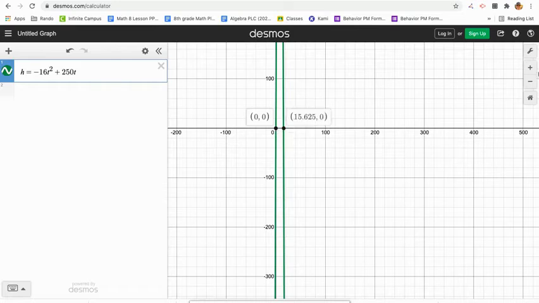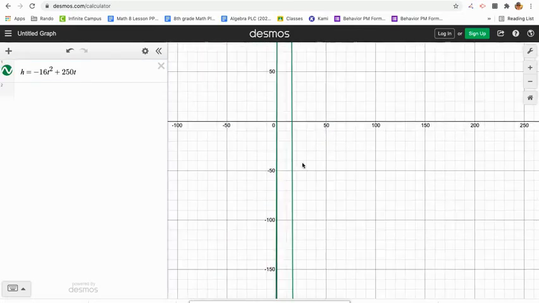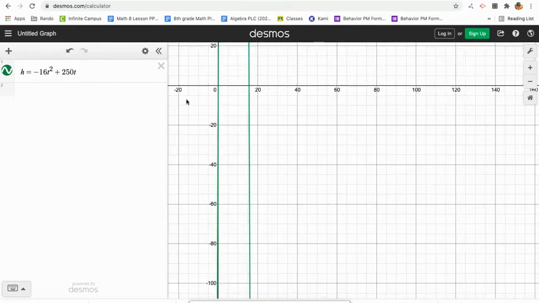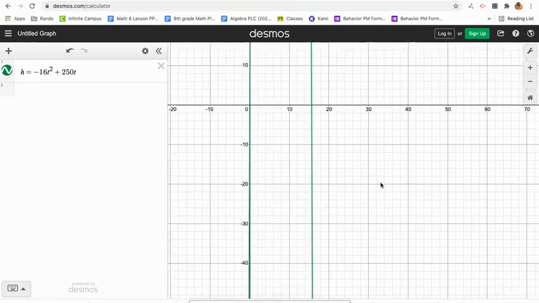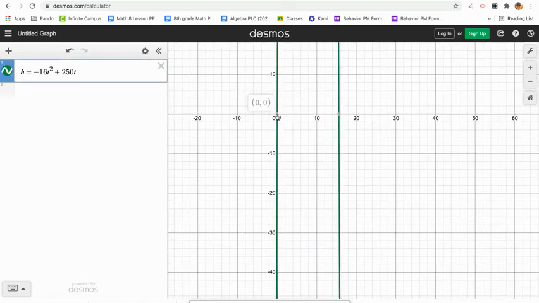We want to know when it starts on the ground and when it lands on the ground. Our x is our time between, and tells us how long it was in the air. So here, we finally can see from 0 to 15.625 tells me that it was in the air between those two times, and it landed back on the ground at 15.625 seconds. So here, that would be our answer.